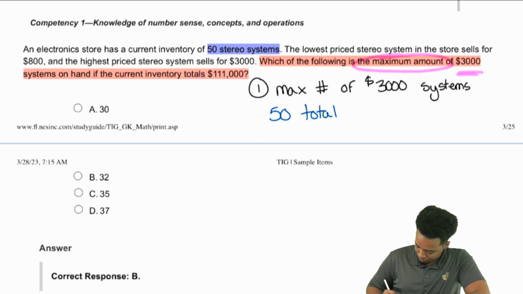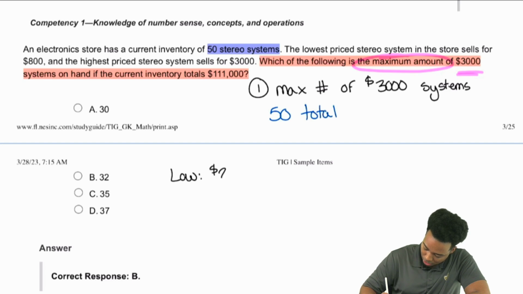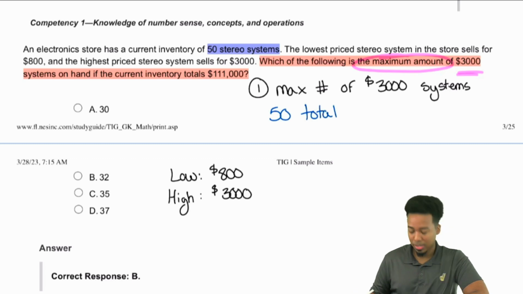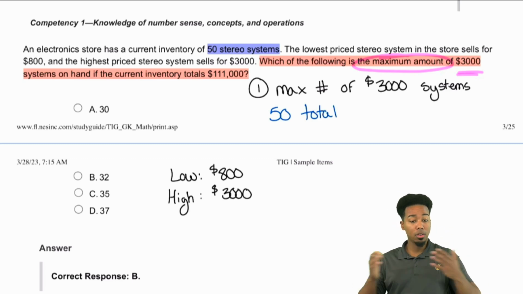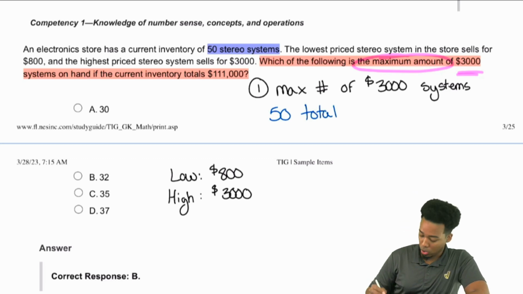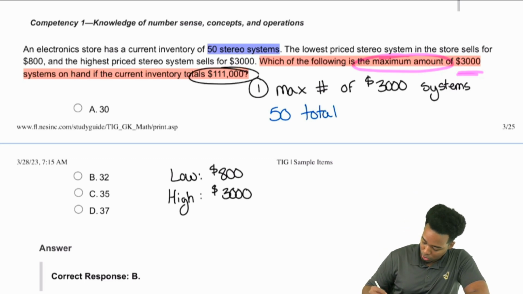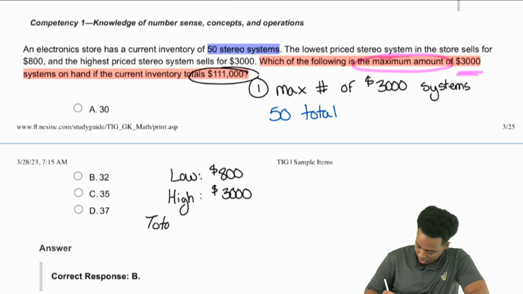So our lowest price is going to be $800. Our high is going to be $3,000. Sounds good. So that's all of the information that we have. And again, it's going to total out the inventory to $111,000. So here's the thing.